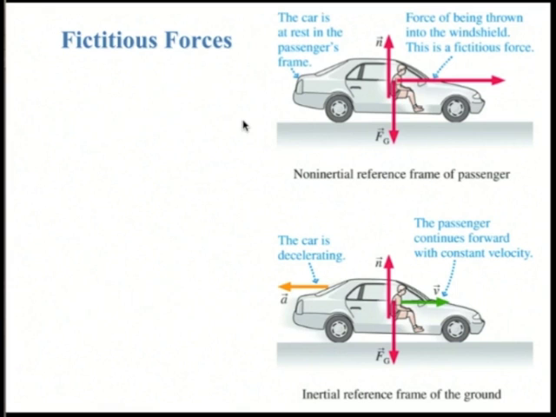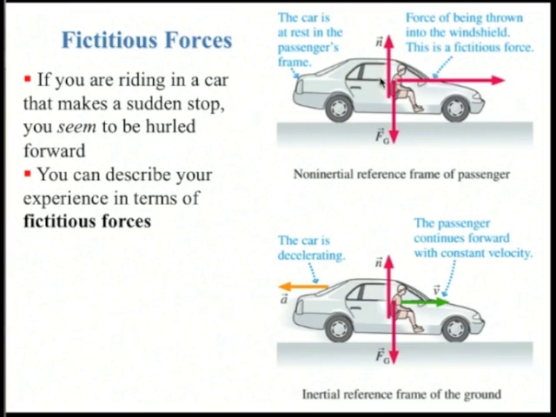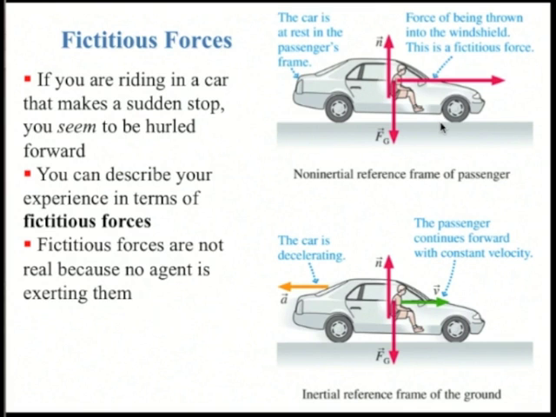Okay, I want to talk about fictitious forces. So if you're in a car and the car makes a sudden stop because someone pushes on the brakes, you seem to be hurled forward. From the passenger's perspective, the car is at rest, and there is this force you feel somehow which is throwing you into the windshield. Okay? This is called a fictitious force that you experience because you're in a non-inertial frame.